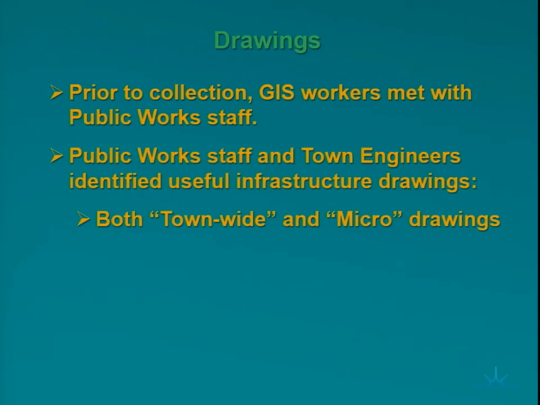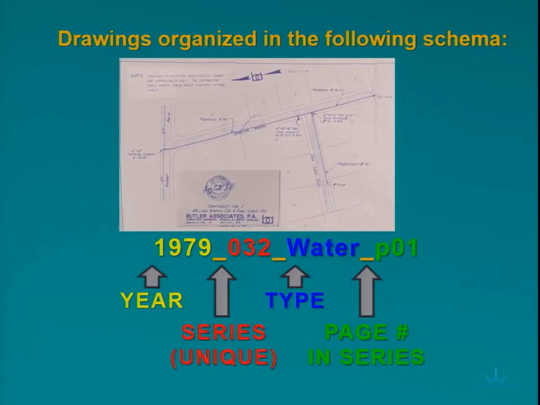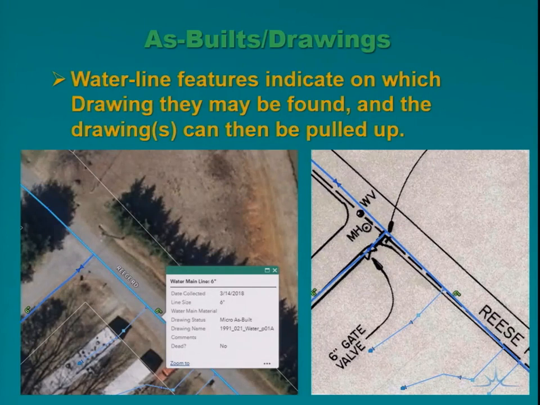And so we asked, what are the most important ones to you? And we would go and scan them. They gave us 74. We scanned them on a scanner, georeferenced them in ArcGIS Online. And then we made a system. So the first is a year. So this one was 1979. And then a unique identifier for the series, because a lot of times you'll have 10 maps in a series. So it'd be 032. It looked at water, and that was page 1 in the series. So that was how we did that.